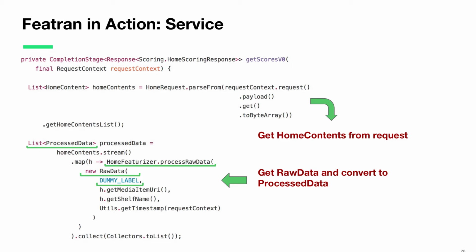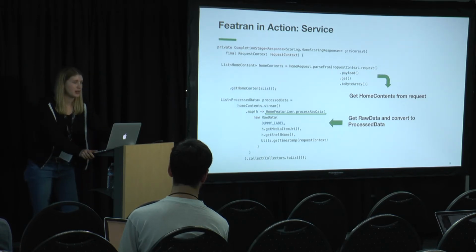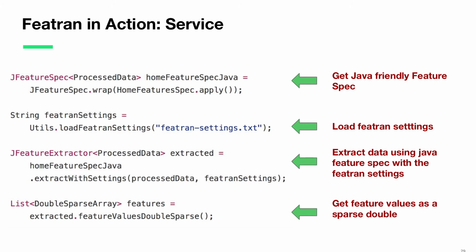One drawback to this setup is there is no label at this point. We don't know how long a user has listened to this song for because they haven't gotten it yet. So we're just going to pass in a dummy label for now. Then, same exact thing as in the data pipeline, we call the process raw data function. In the end, we're going to have a list of process data, which again is defined in our common featurization library.